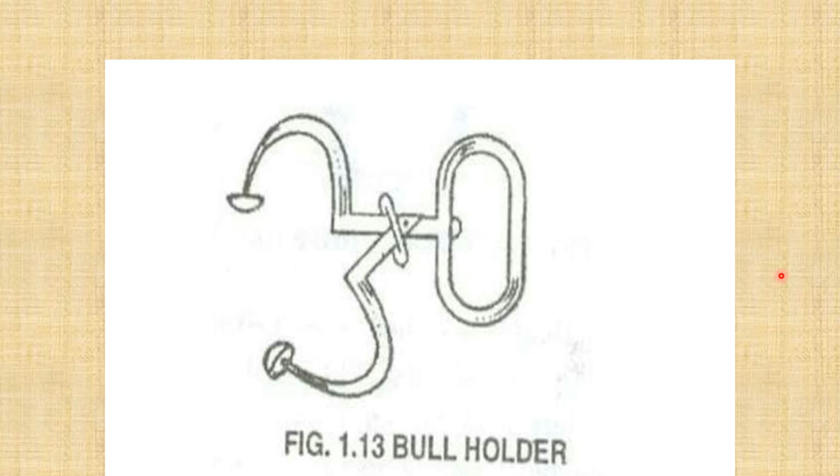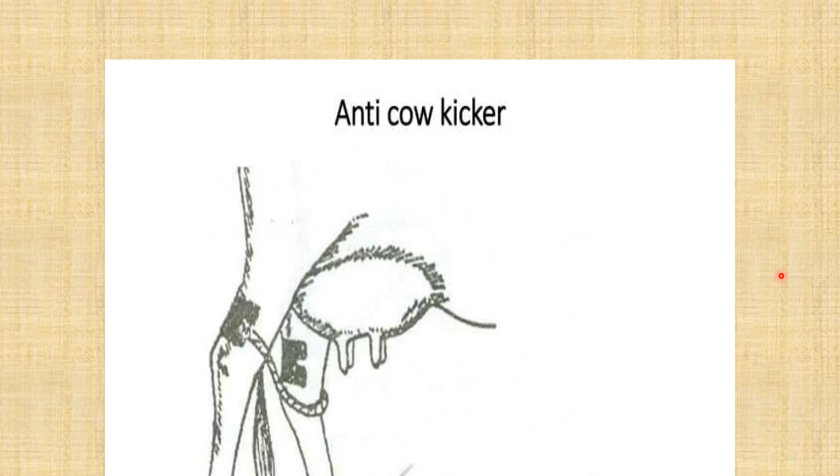Then it is adjustable, this bull nose holder, but also sometimes the weight and the total persons required vary to a greater extent. Then the anti-cow kicker is in this photo. Whenever it is a desi or local cattle breed of cows, we cannot trust them. Suddenly they will kick a person with very high speed.